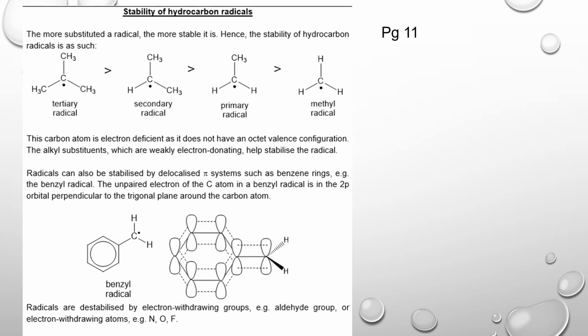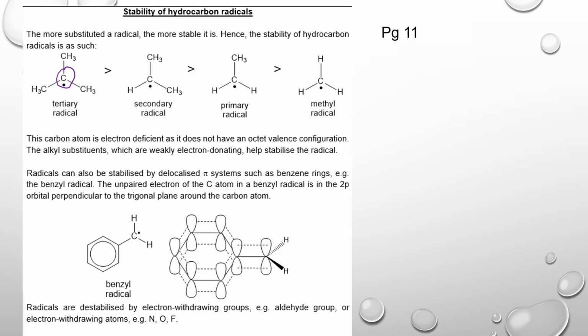So you notice that there are actually different types of radical, from a methyl radical all the way to a tertiary radical. What is happening is that the methyl radical is the least stable, and the tertiary radical is the most stable. The reason is that this carbon itself is electron deficient, because it does not have the octet configuration. Because it is electron deficient, it is unstable.